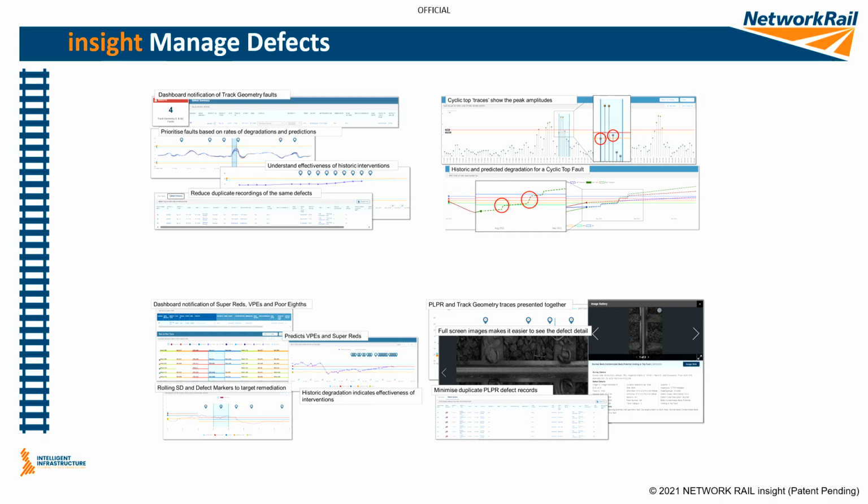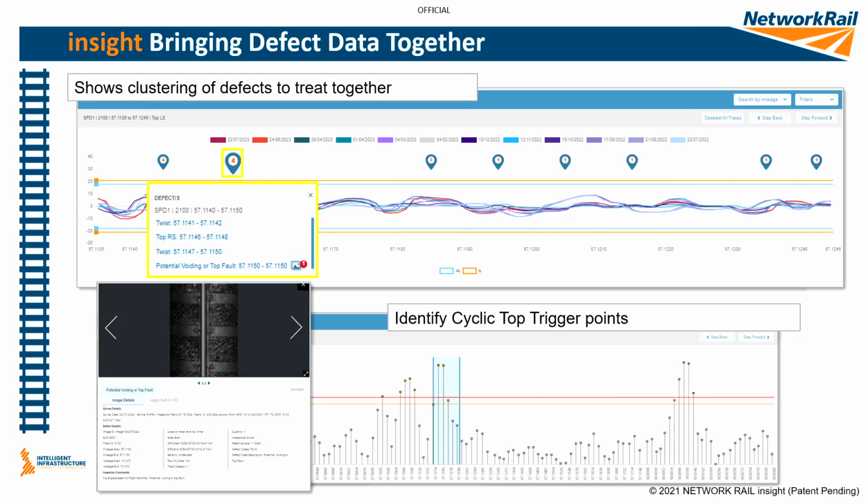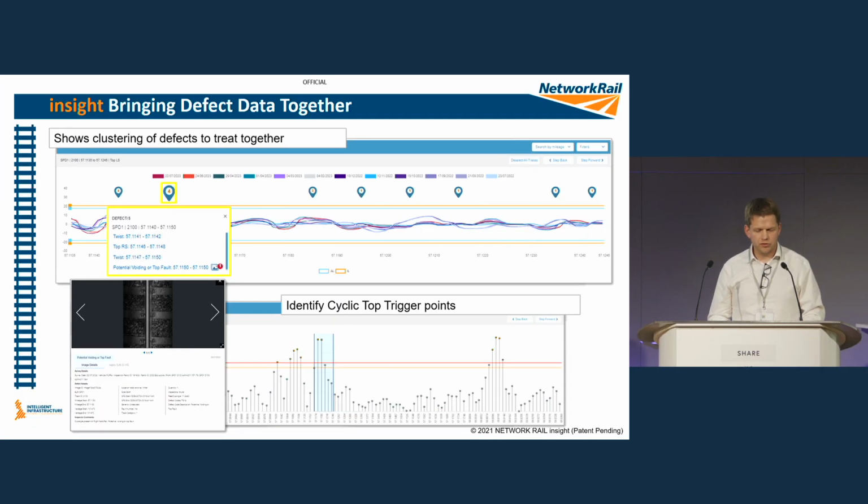Okay, so these are the 4 main defect areas we've got within Insight at the moment, but the value comes in that we are actually bringing all those together into a single view. This is an example here where we're starting to identify the potential root cause of this cyclic top fault. You can see there's a cluster of faults just up the track from it, which have a top. We've got twist there, and there's a PLPR voiding, and that's likely to be the trigger point for the cyclic top fault that we looked at. So you can start to see how bringing that data together really gives you some benefit.